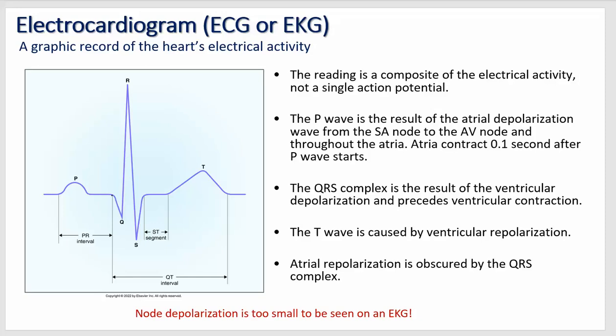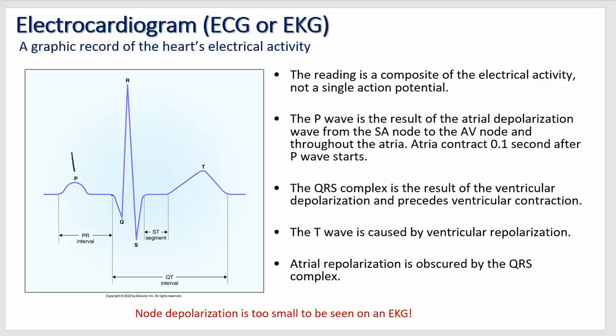Okay, so we've already seen this slide before. This is a graphic record of the heart's electrical activity. That's what an EKG or ECG is. ECG is spelled the English way, I guess, and electrocardiogram with a K, where it was developed and invented, I guess, was with a K. So it started out being called EKG. There's your history. The reason is a composite of the electrical activity, not a single action potential.